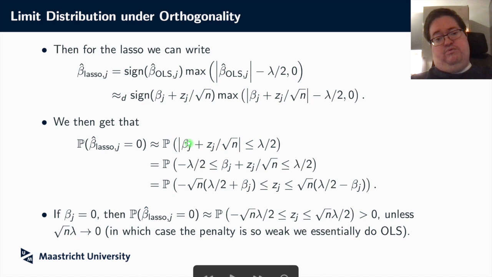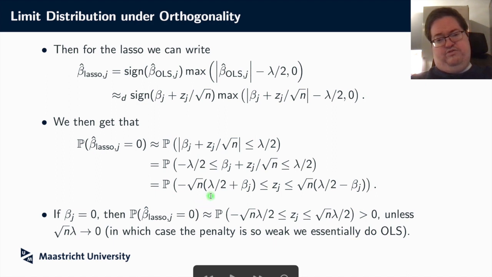Well, I can write this out. I can write out the absolute value, so I get a lower bound and an upper bound. And then at the end, I make sure I only get zj in the middle. So I'm going to move the beta j to the outside. And I get this expression here, this probability here. Well, given that zj is just standard normal, I can calculate this easily. I just need to plug in values and then I can calculate it from the normal distribution.